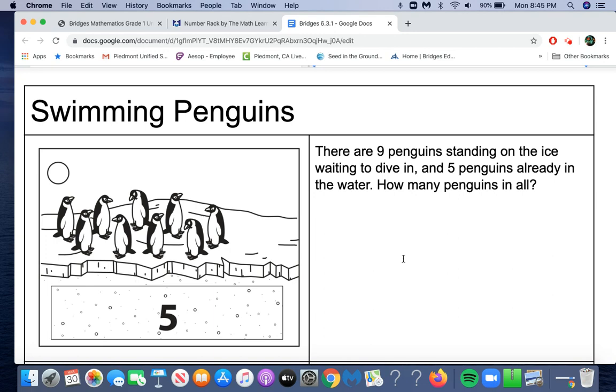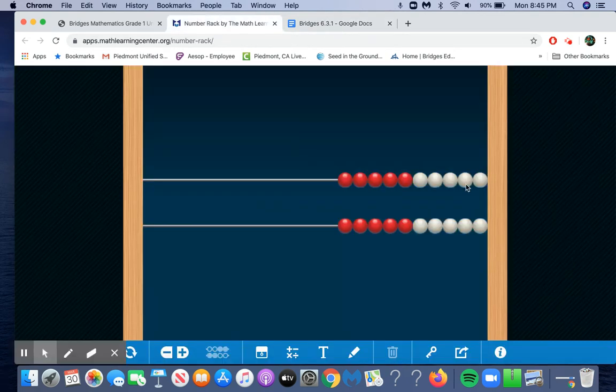So which number are you looking for? How many penguins in all? What does that tell you? Are you trying to find a part? Or are you trying to find the total? I bet you figured out that you already know there's 9 and there's 5 more. So let's see if we can find the number rack to help us.